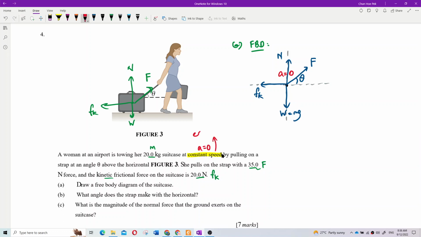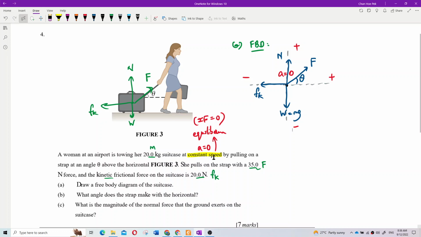In other words, we can say it is in equilibrium. When we talk about equilibrium, that means total F is 0, total Fx is 0, and total Fy is 0. So when in equilibrium, there is no acceleration. We take direction to the right as positive, to the left as negative, upward positive, downward negative. That's your free body diagram, complete. Now, what's the angle of the strap? I want to find this angle theta. How are we going to do this?